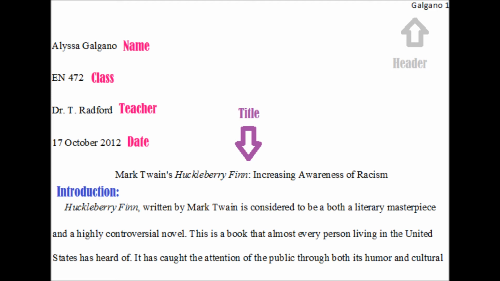Next, you have to think of a title for your paper, and you will place it in the middle of the page. Do not underline it or bold the words within the title. The next thing you start with is your introduction. Everything should be double-spaced, the font should be Times New Roman, and the size should be 12.